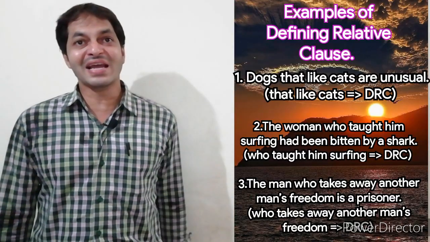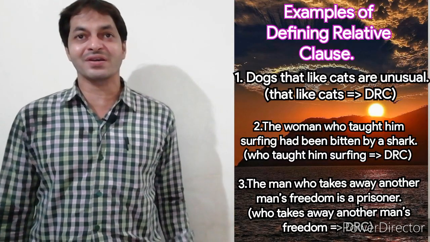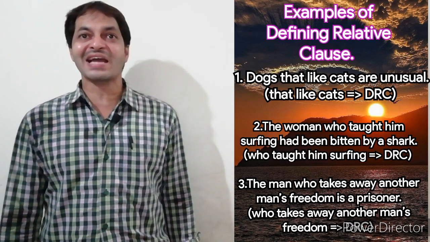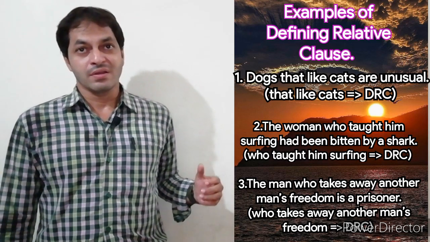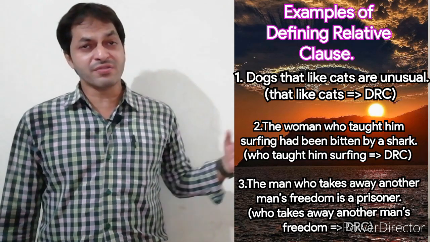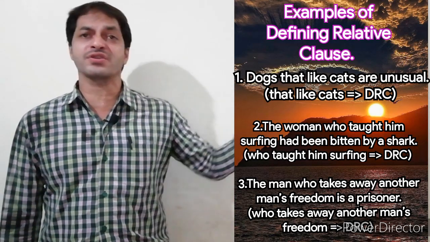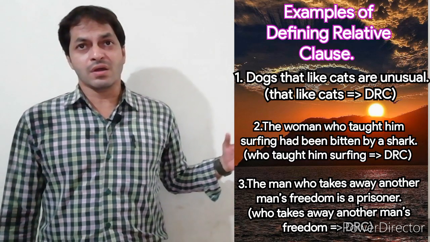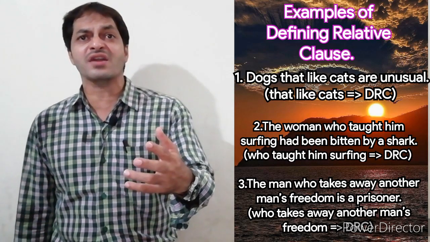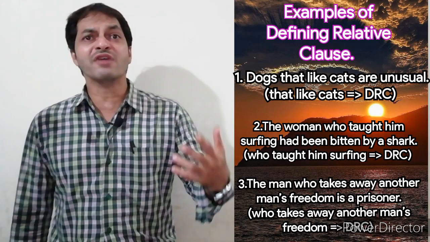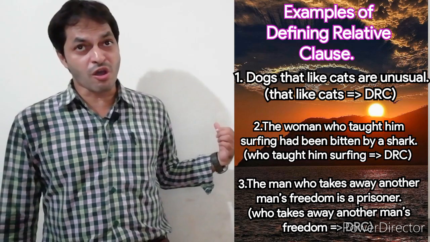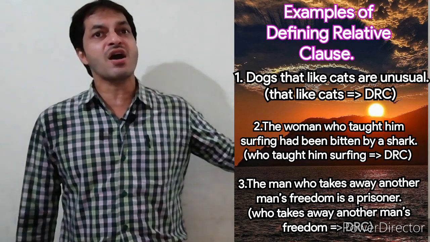Dear students, let us get through the examples of defining relative clause. First example, dogs that like cats are unusual. That like cats is defining relative clause. Strike out that one and read out the whole sentence. Dogs are unusual. The very question follows my statement, sir, which dogs are unusual? Then I have to incorporate defining relative clause that like cats. Dogs that like cats are unusual.